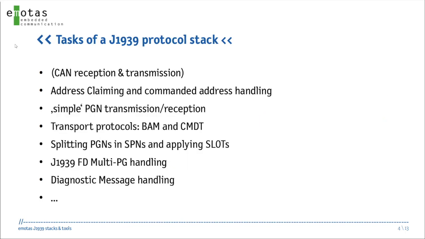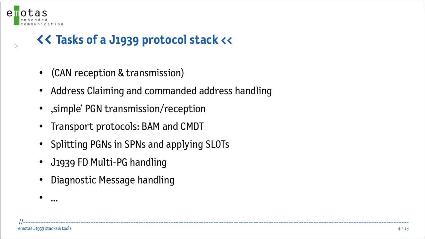Well, today the topic is J1939, and these are the tasks of a J1939 protocol stack in my point of view. Well, one could argue if CAN reception and transmission is part of the stack. Well, it is needed in all cases, but if you, for example, use the stack on a Windows PC using a Quasar interface, of course the CAN interface and the CAN lib would handle CAN reception and transmission. But if you use the stack on a microcontroller, at least we provide all the source code which is necessary to handle CAN reception and transmission.